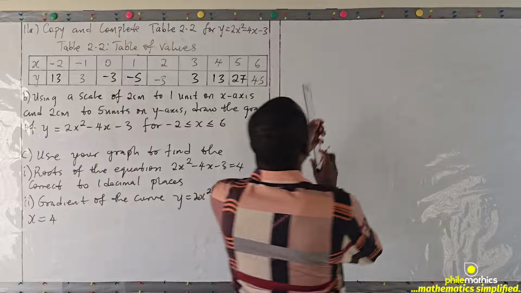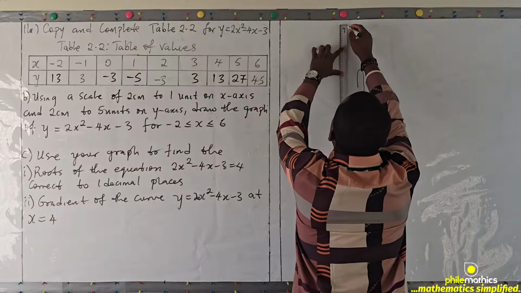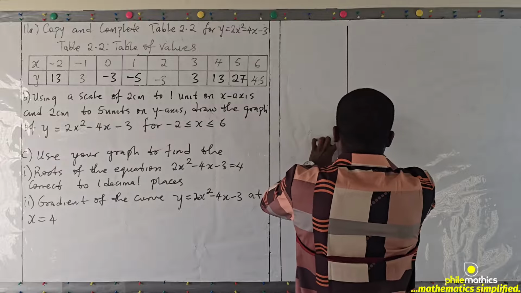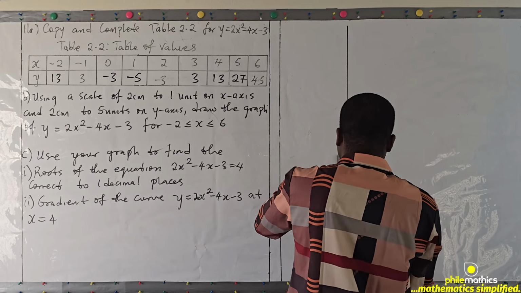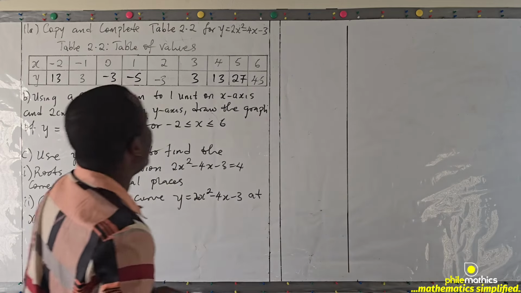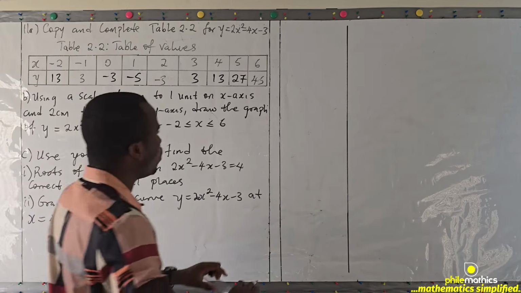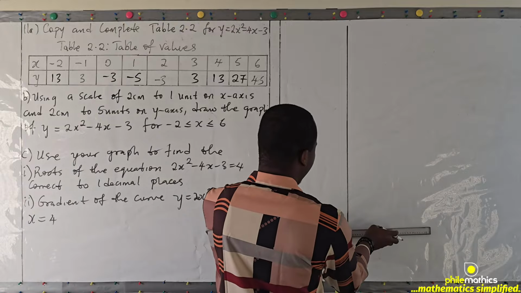Let's see how it goes. So just like I said, we can tilt it here. Because of the y values, we have more positive y values. So it's sufficient to put it here.